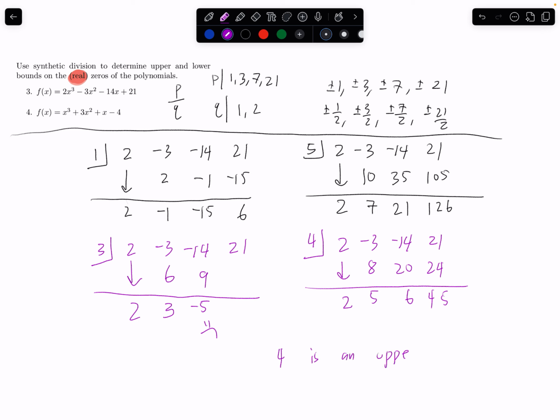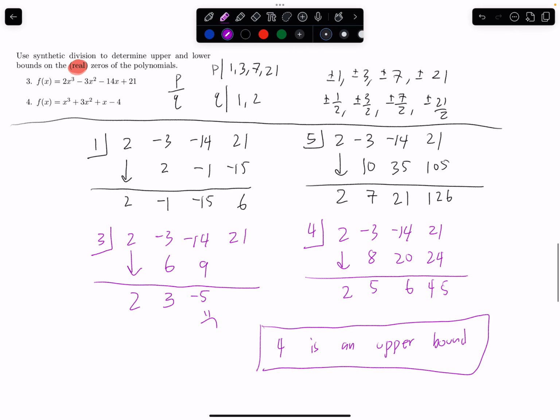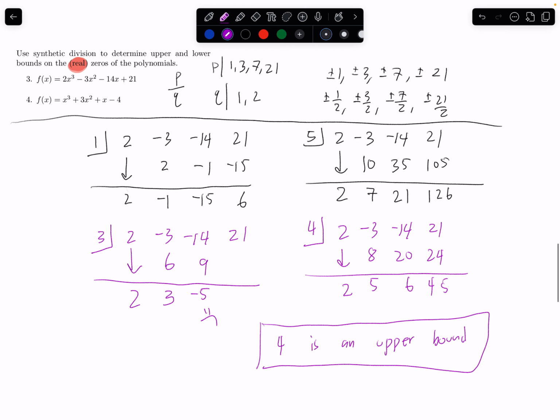Now, I haven't found the most restrictive upper bound necessarily. There's going to be a fraction that's going to give me a closer approximation. But I found the best whole number upper bound. And that's good enough. I should have maybe specified in the question to find the best whole number or integer upper bound and lower bound. But that's what I'm going to aim for here.